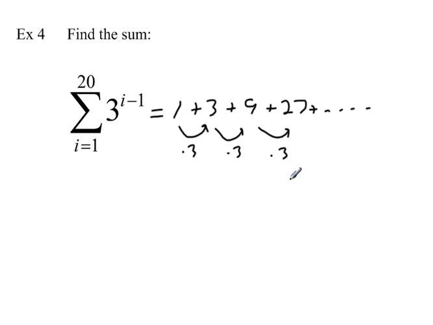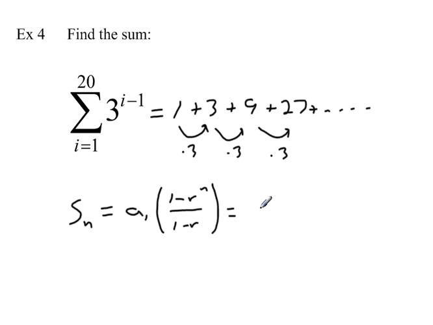So for a geometric sequence, if we want to find the sum, we have to use a slightly different formula. Looking back on that previous page, here's what that formula looks like. The sum of the first n terms equals a sub 1, which is the first term, times, in parentheses, 1 minus r to the nth power, over 1 minus r.